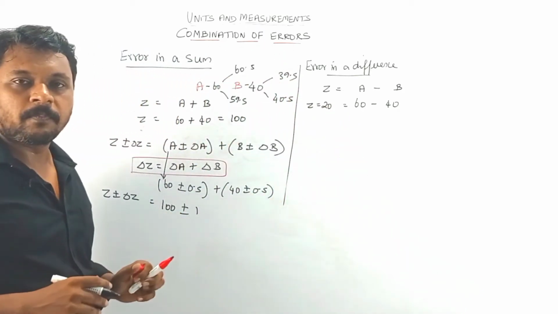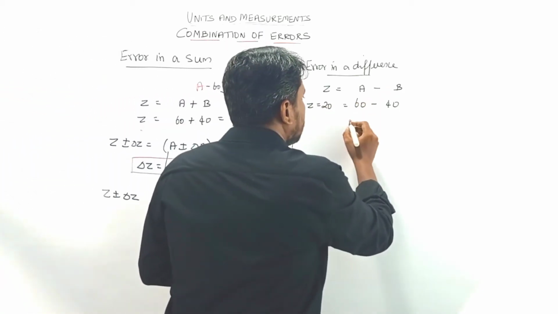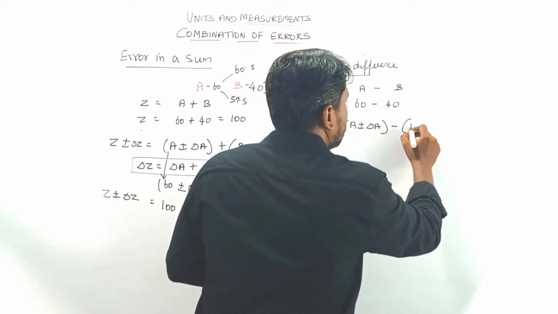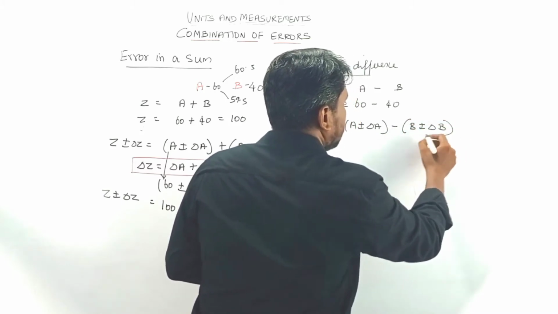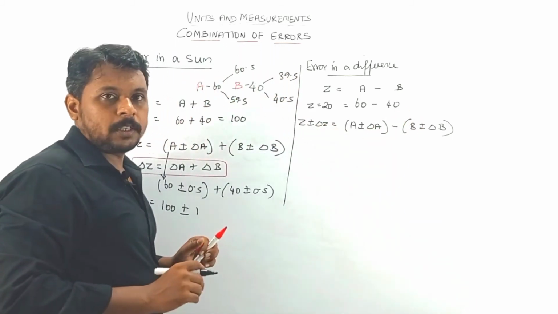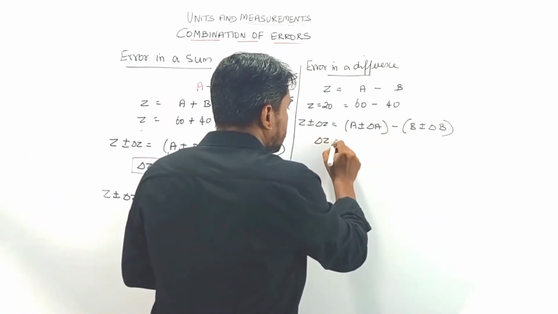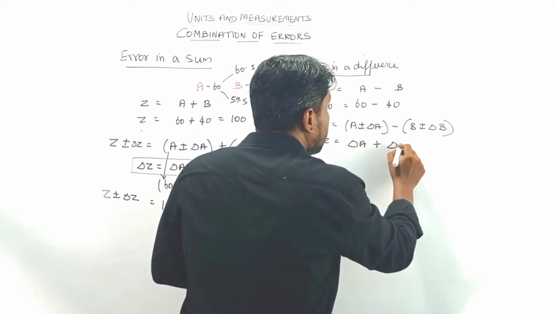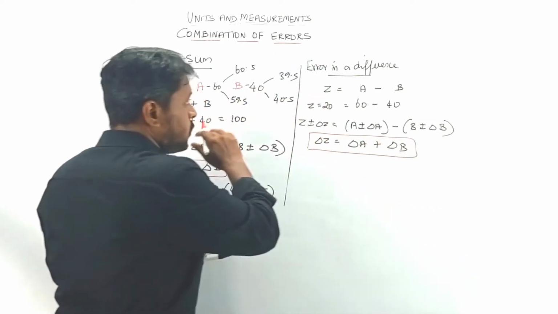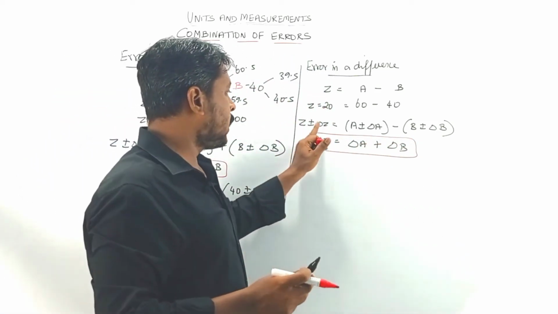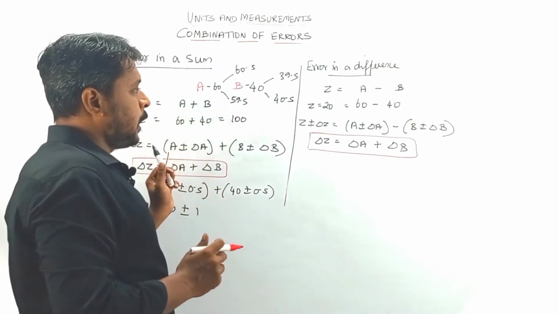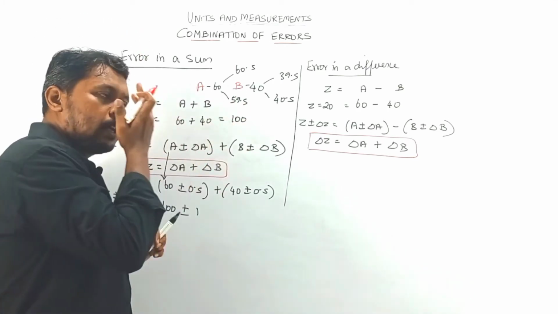How will you represent A with error now? A plus or minus delta A, minus B plus or minus delta B. With Z also, Z plus or minus delta Z, this is the same procedure. Here also you know that delta Z is equal to delta A plus delta B, not minus. So this is the rule: for addition or subtraction, the error in the final output will be the sum of the errors in the individual quantities, not plus and minus for individual ones. For both, this is the common rule.